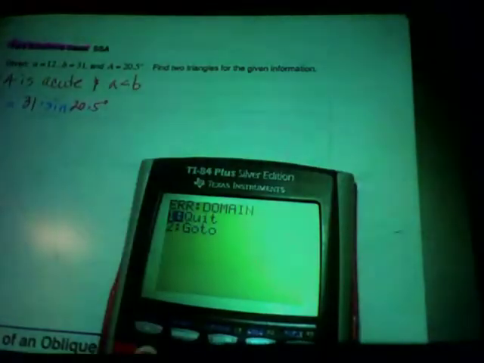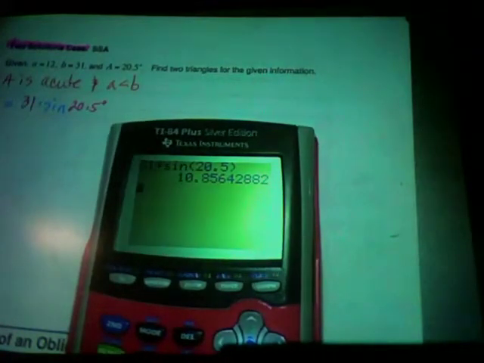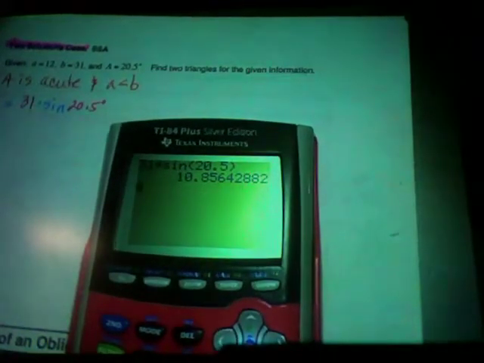And so my height is what? B sine of A. So B is 31 times sine of 20.5. And so the handy dandy calculator. And I get 10.86. We'll go out to 2 decimal places to be safe. So 10.86.